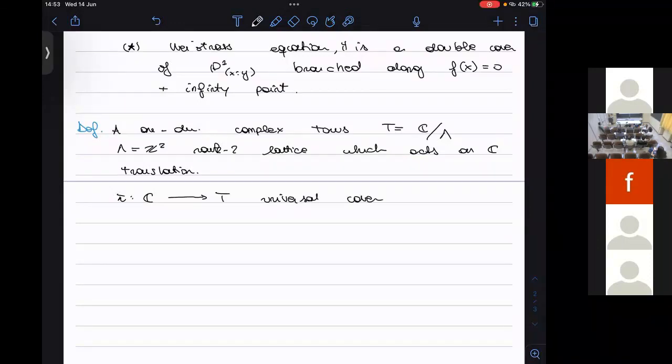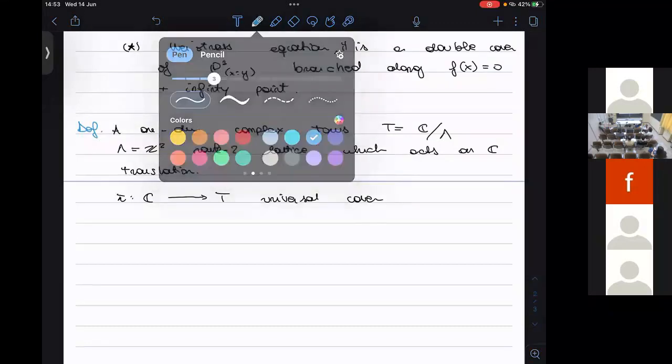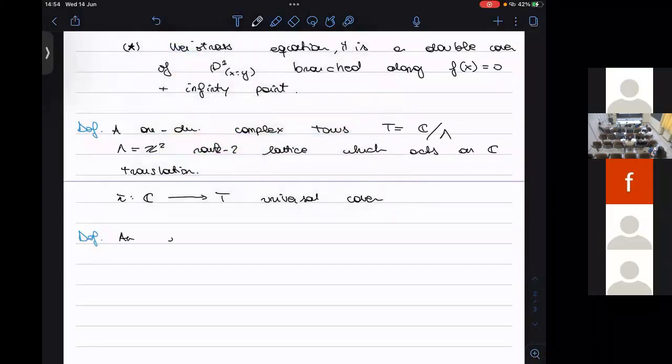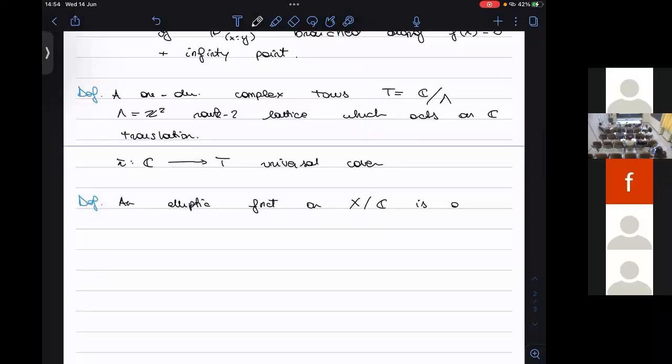So how can we relate this to a priori different types of mathematical objects by using the so-called Weierstrass p function? I just recall what the Weierstrass p function is. First of all, I recall what an elliptic function is. To be honest, you can define an elliptic function on a complex manifold of any dimension. It is a meromorphic function which is lambda periodic for some lattice lambda.